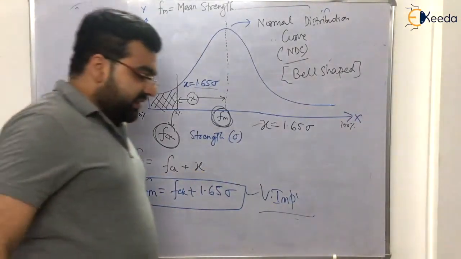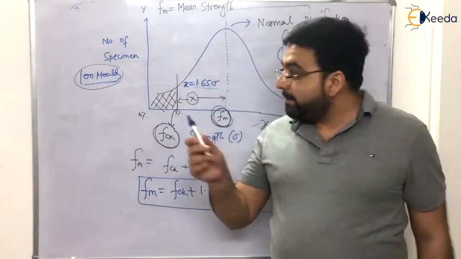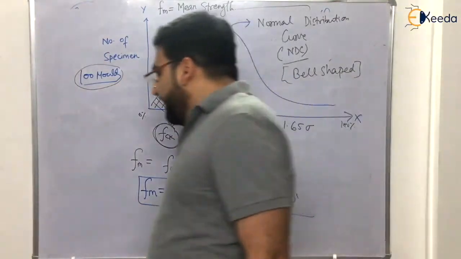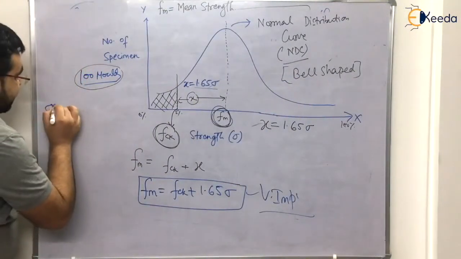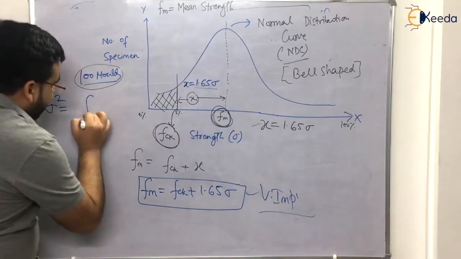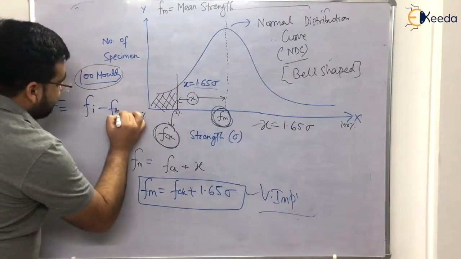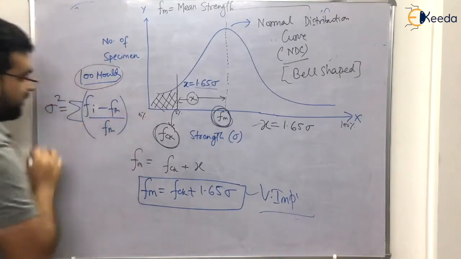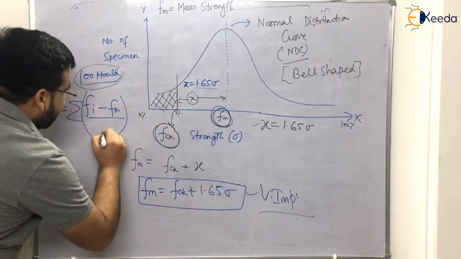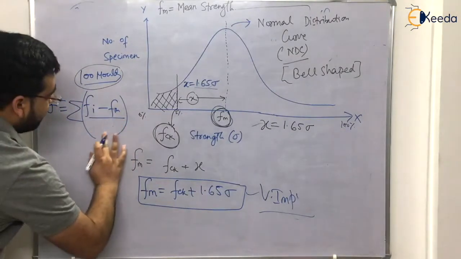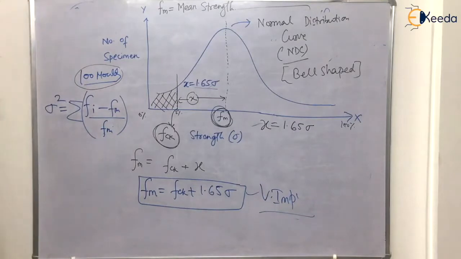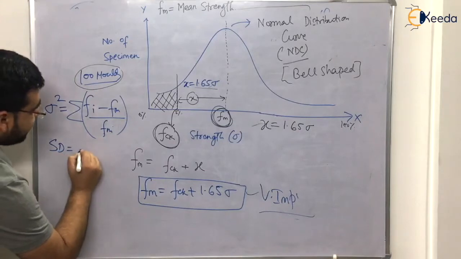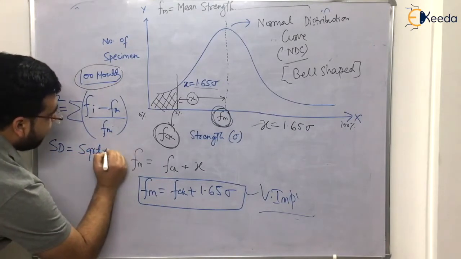Now the question is, sir, what is this standard deviation? So let me take you back to mathematics. You know that variance is given by summation of (Fi minus Fm) squared upon n. You can say it is mu, Fm is the mean. That is how you get the variance. Now what is standard deviation? Standard deviation is the square root of variance.